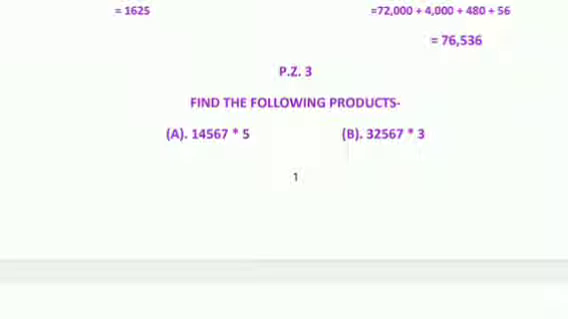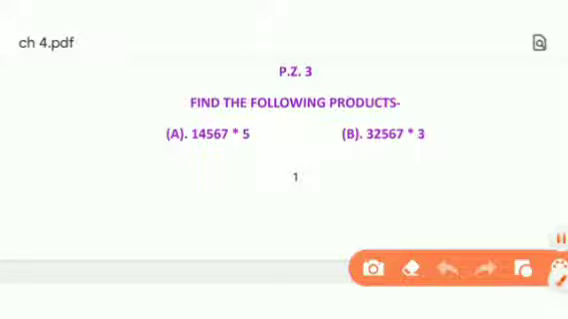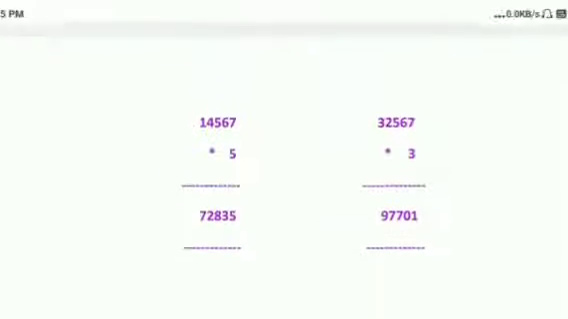So our third question is: find the following products. The question is not different from the first one, but here the numbers have bigger digits. Like the first is 14,567 into 5, and the second is 32,567. So here we will see how we multiply these two numbers.